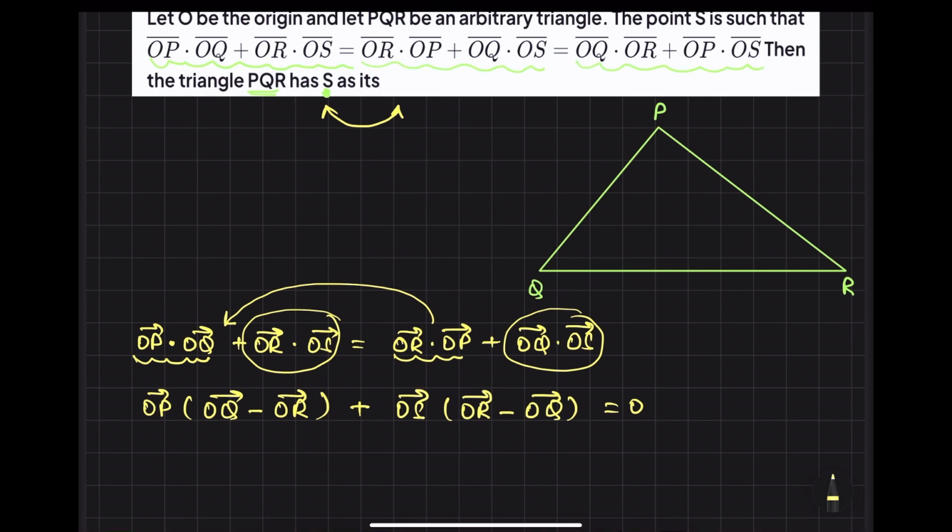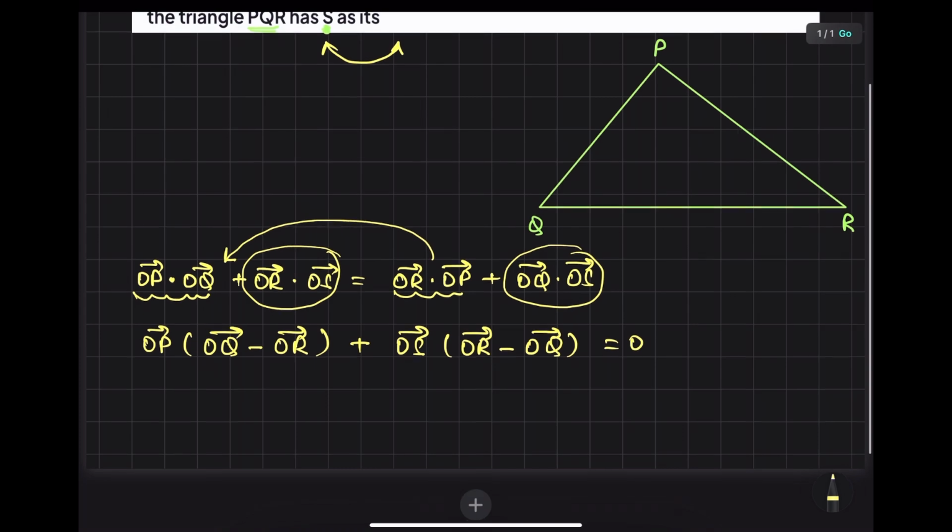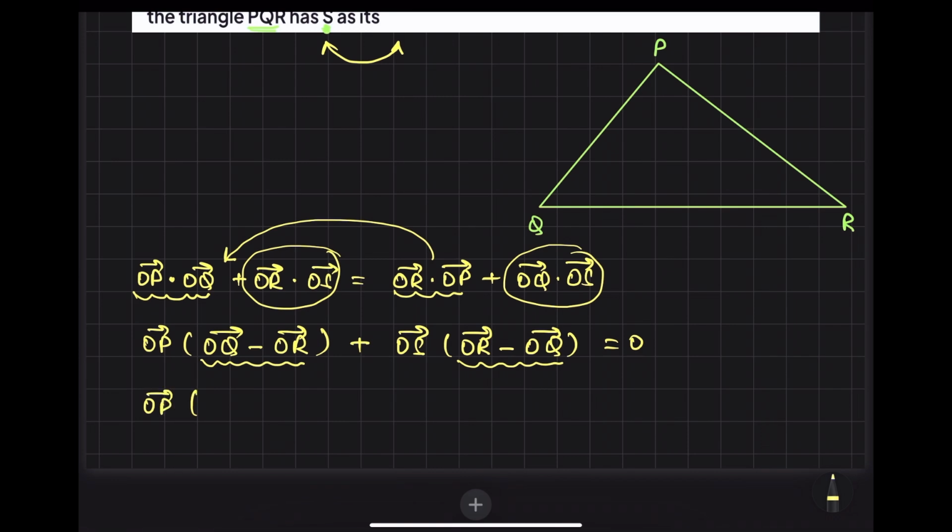OS common. Yes, but OS is plus. Yes, yes. Now look at this. Now observe this part. It is OQ minus OR. It is OR minus OQ. So can I take minus common? So we will be left with OP. Let's copy paste OR vector. If I take minus OS vector, we are left with OQ vector minus OR vector equals 0.